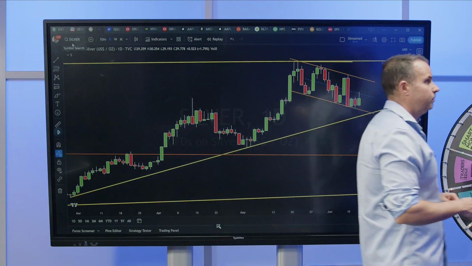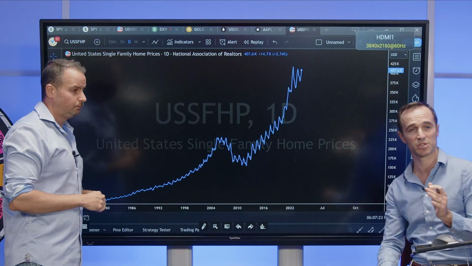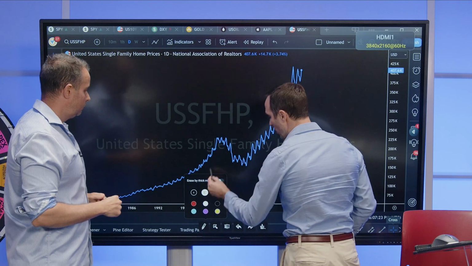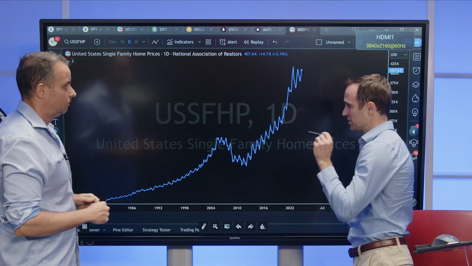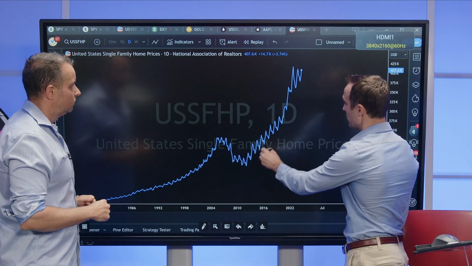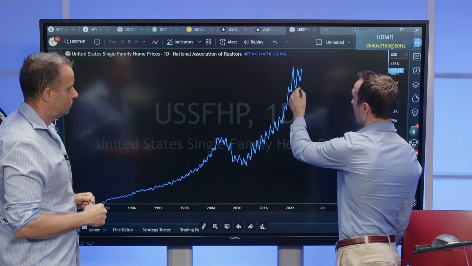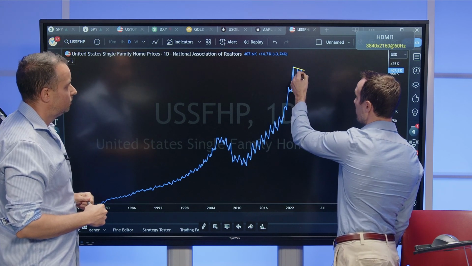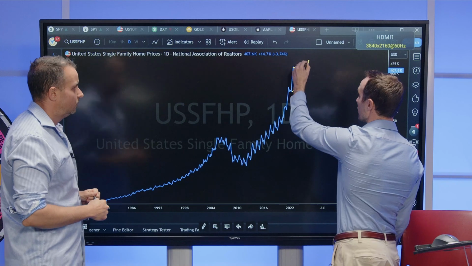Yeah, so this is an interesting chart. This is from the National Association of Realtors, and this is the U.S. single-family home prices, okay? And you can see here that we've had this big rise and potentially creating a little bit of a bull pennant or a bull flag for a breakout higher.